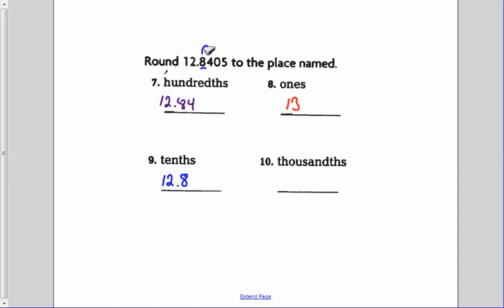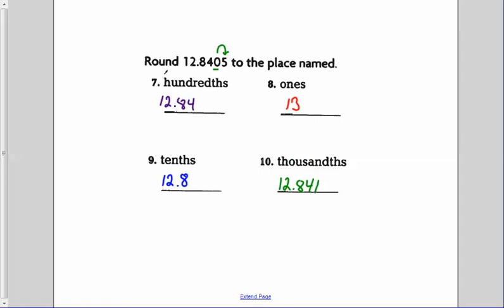And let's do our last one when we round to our thousandths place. And our thousandths is our 0. So we look to the digit to the right, and it's a 5. Remember, if the digit is equal to or greater than 5, then it rounds up. So this would end up to be 12.841. Because that 0 is 0, the 5 says go up, and we go up by 1. So 12 and 841 thousandths.